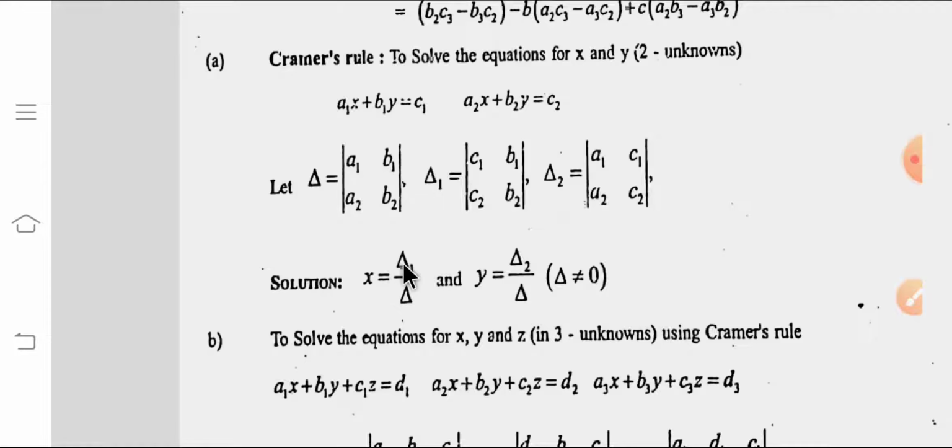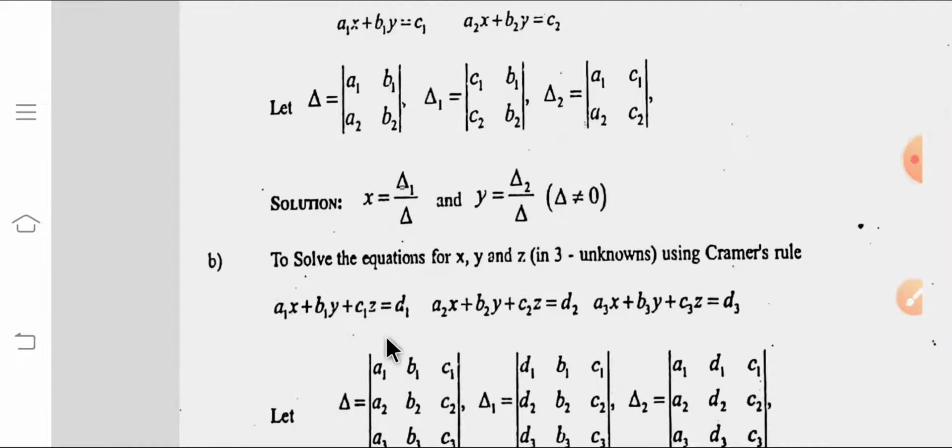So delta 1 is the determinant where, in the first column, the coefficients of x are replaced by the independent terms, and delta means the determinant of the coefficients of the unknowns.